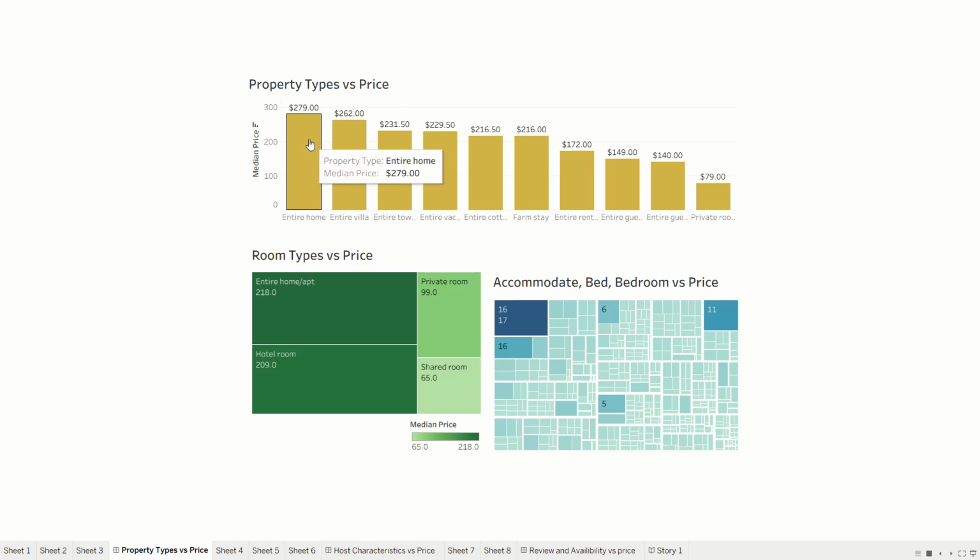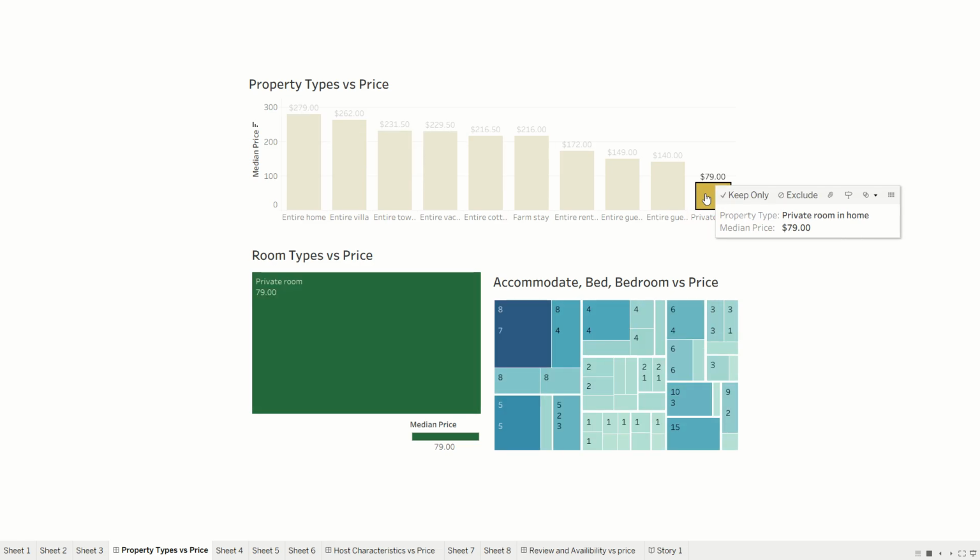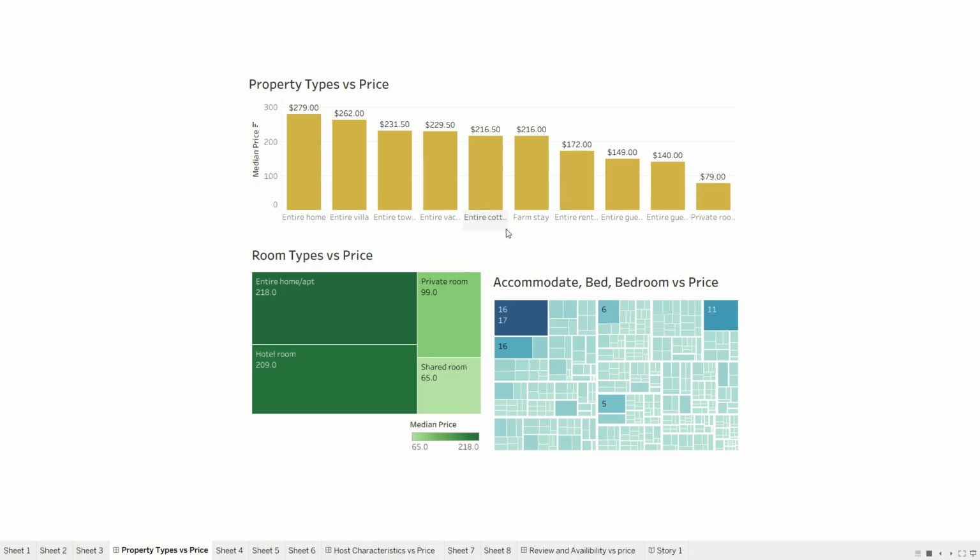We observe that the entire home and entire villa have the highest median price, around 279 Australian dollars per night. In contrast, the smaller units like a private room in a home have a significantly lower price, around 79 Australian dollars per night. This makes sense, as large and more luxury properties provide high privacy that attracts high income travelers or groups. Next is the room type.